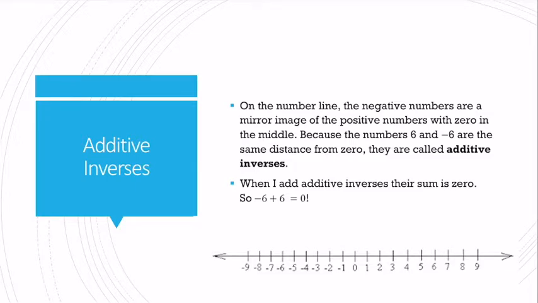Additive inverses on the number line are numbers that when you add them together, add up to 0. Because 6 and negative 6 are the same distance from 0, negative 6 is 1, 2, 3, 4, 5, 6 away from 0, and 6 is 1, 2, 3, 4, 5, 6 away from 0. One's just to the left and one's to the right. They're called additive inverses. And whenever I add additive inverses together, they're going to add up to 0.